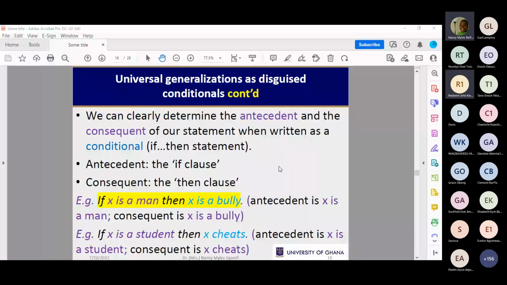Now, one more. What about if I said kangaroos?